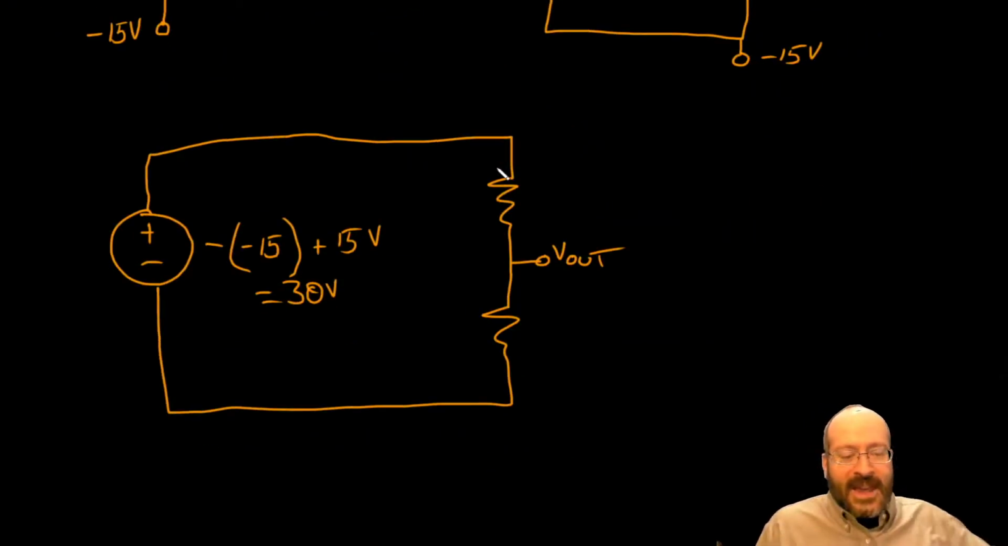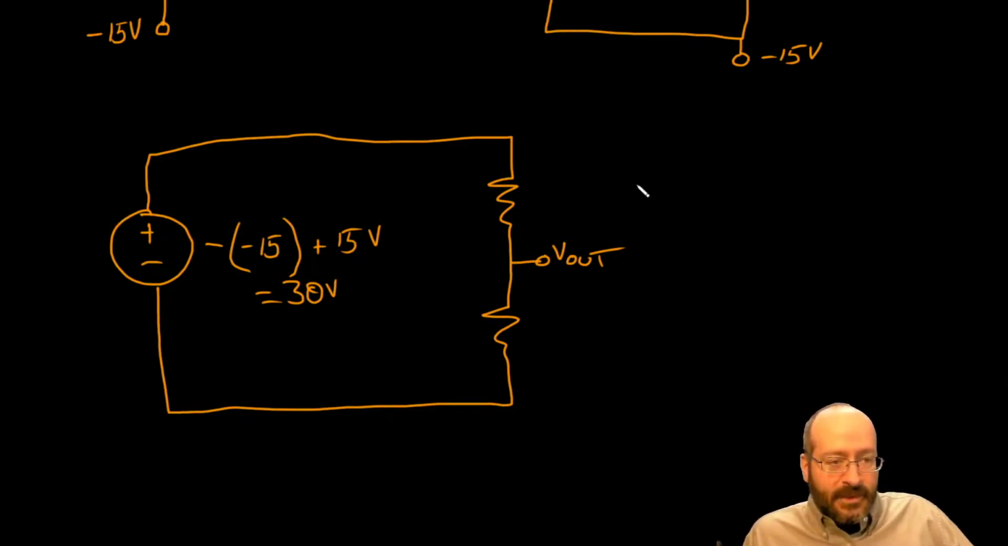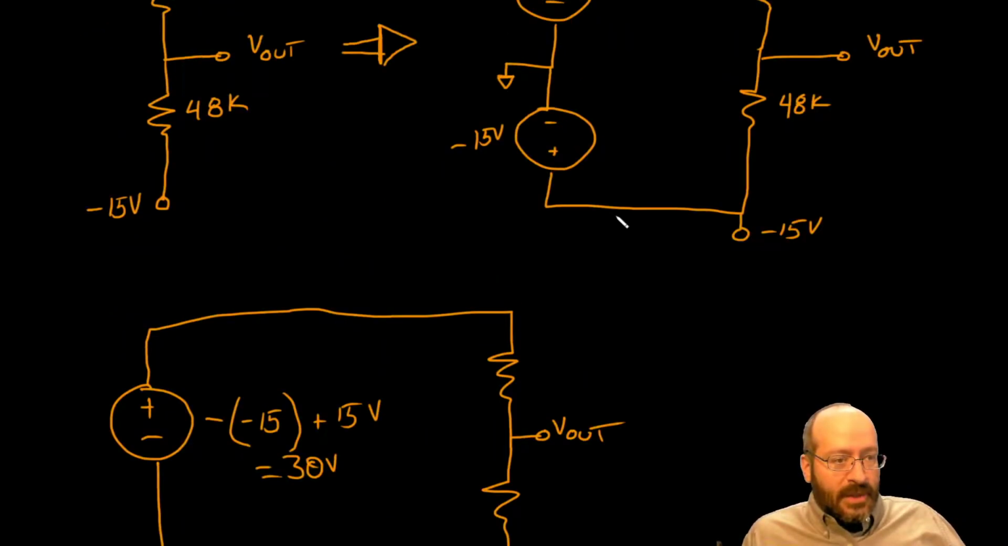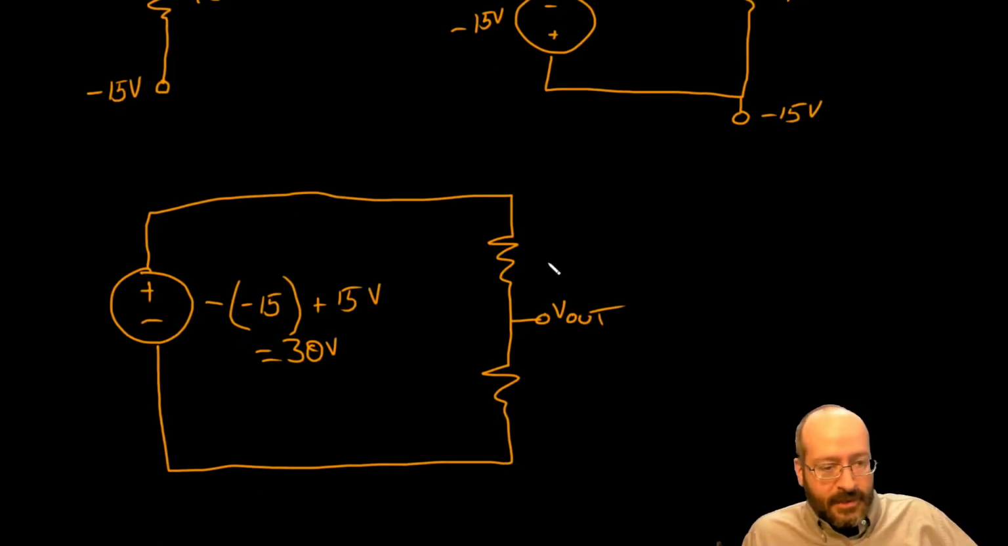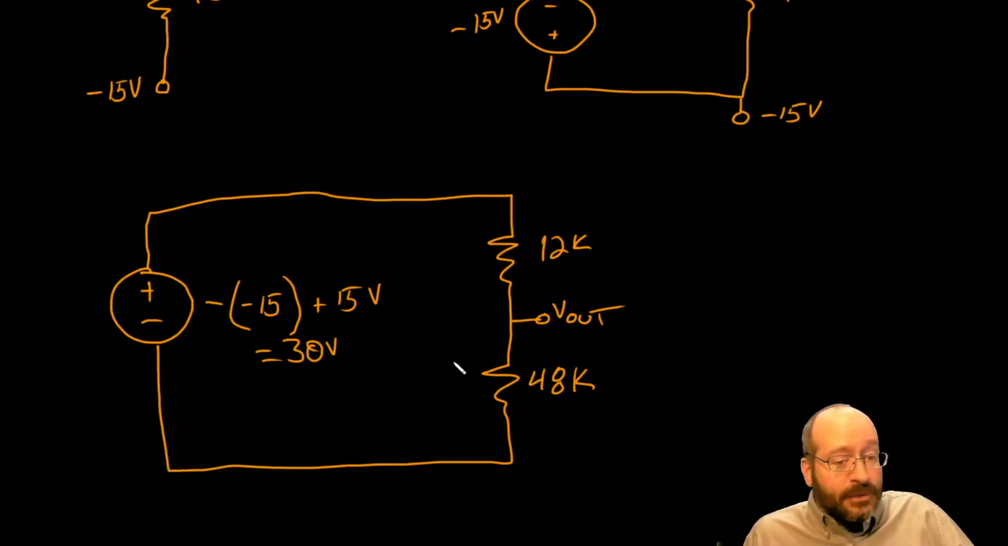Okay, and I can't find V out. You're going to be real tempted to say, well, once I find the voltage across that bottom resistor, the 48K, 12K, 48K, you're going to be real tempted to call that V out. And that's just simply not going to be the case. But I am going to find the voltage across that resistor. Let's call that R2. So let's find VR2.